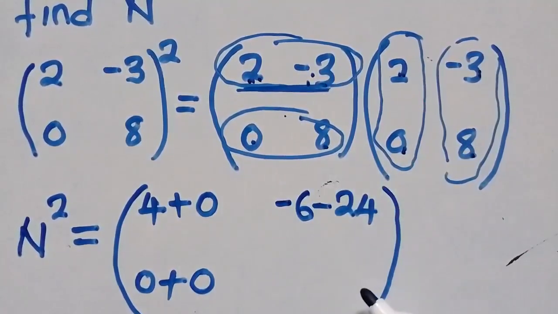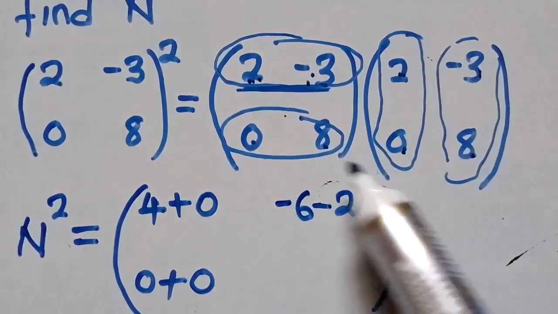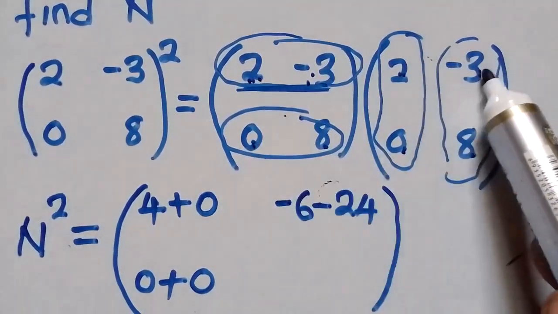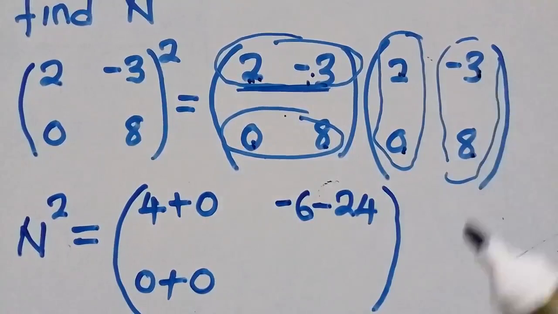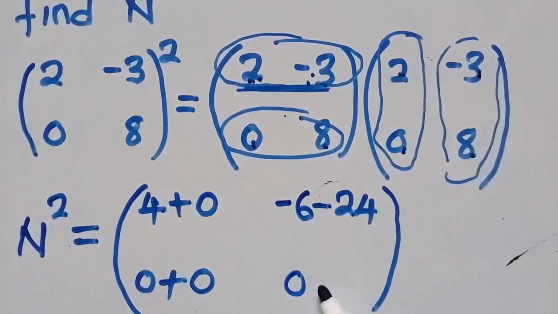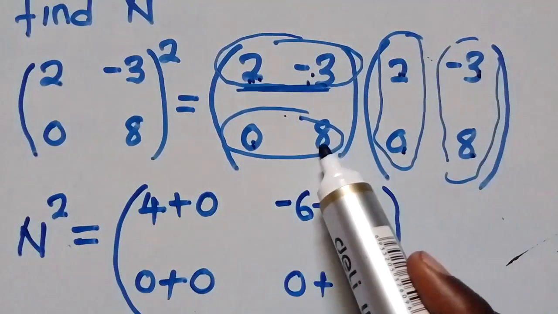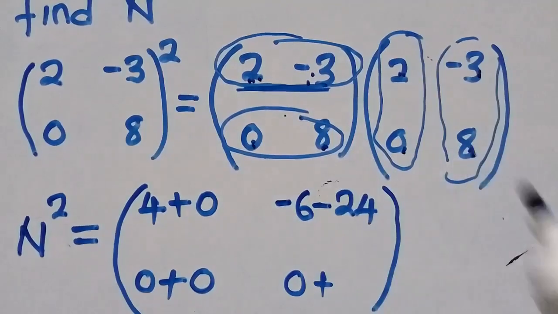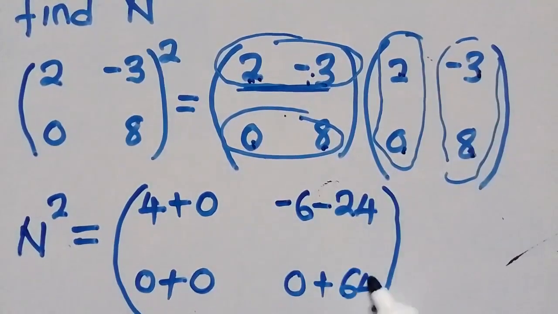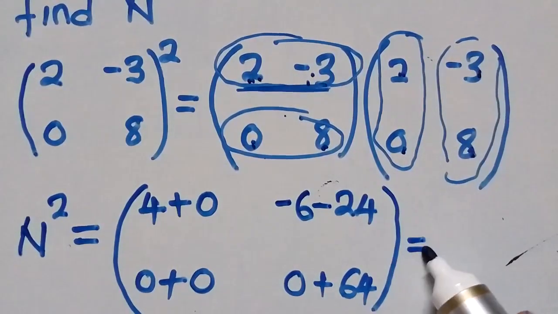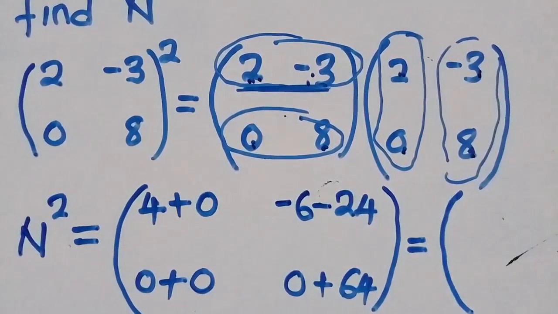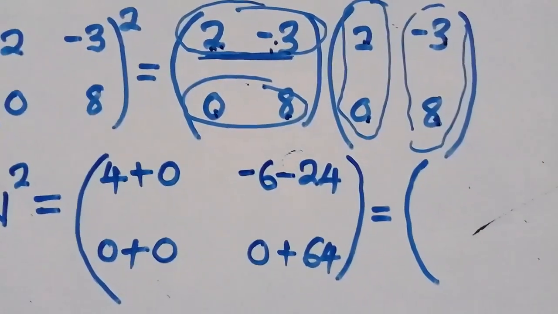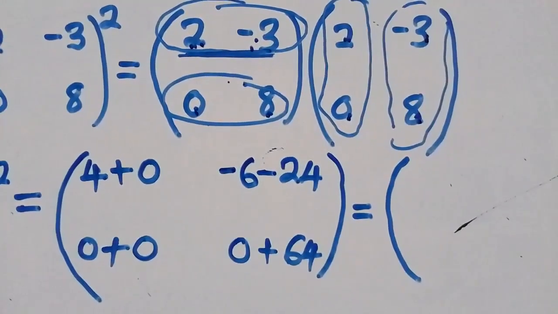I move to the other side. I say 0 times negative 3, it is 0. Plus 8 times 8, 64. So this is what I'm going to get. Then finally I've got my answer. So which answer are you going to get when you multiply these two?